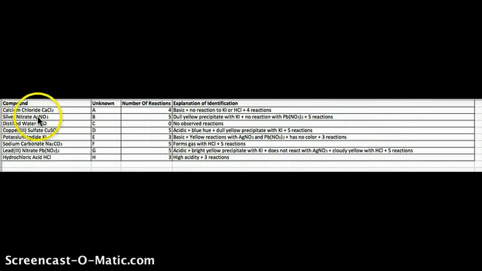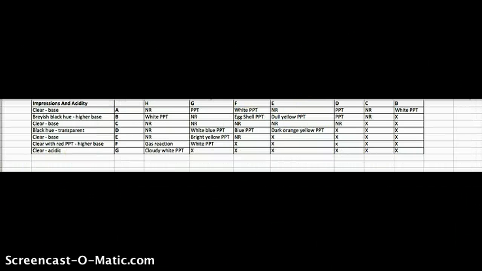Unknown B is silver nitrate because it forms a dull precipitate with potassium iodide, and no reaction with lead nitrate, as well as having 5 reactions. So silver nitrate is unknown B because it does not react with unknown E, which is potassium iodide.